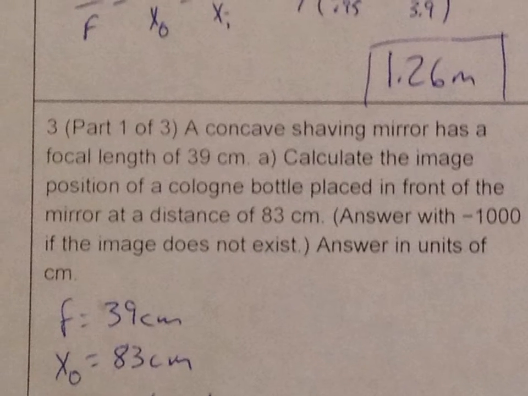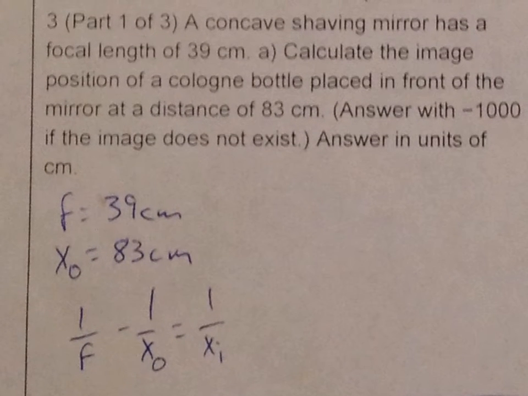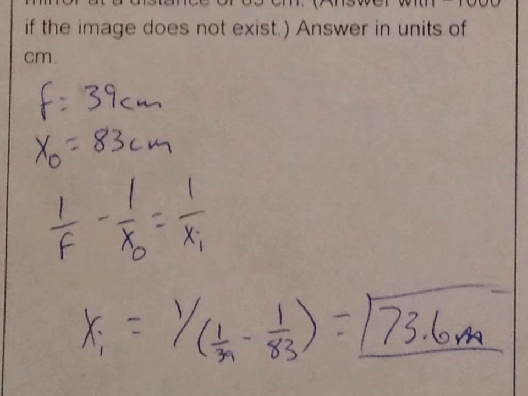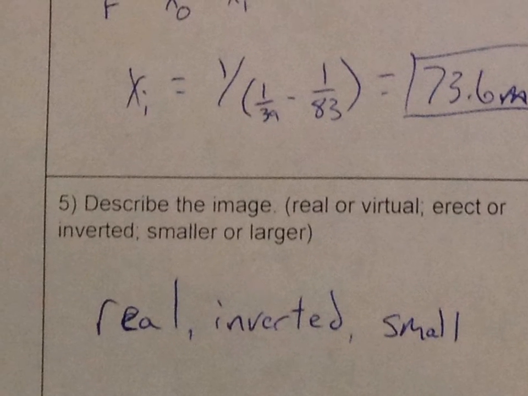So you can go ahead and enter that in. You will have this equation here: 1 over F minus 1 over XO is equal to 1 over XI. Don't forget you have to solve for the reciprocal, so we'll enter it as such. F is 39 and XO is 83. Make sure you put 1 divided by, parentheses, 1 over 39 minus 1 over 83, close parentheses, and you should get 73.6. Because this is a positive value, it is a real image.